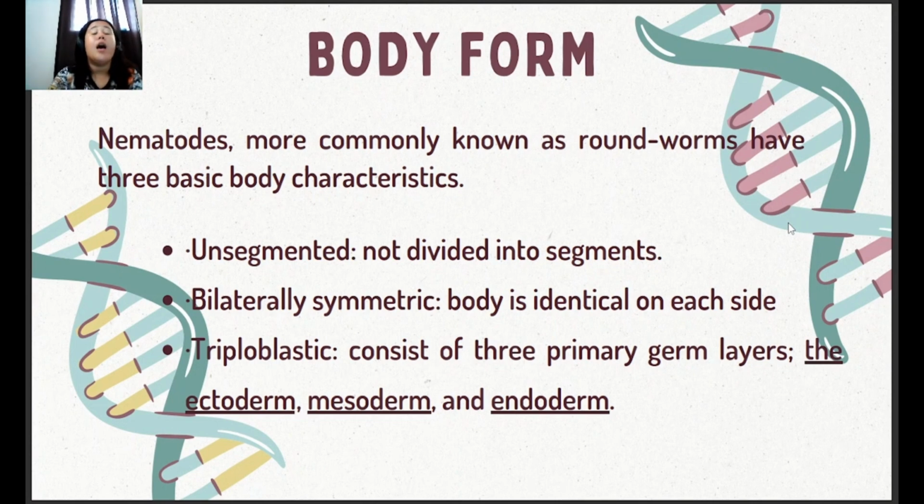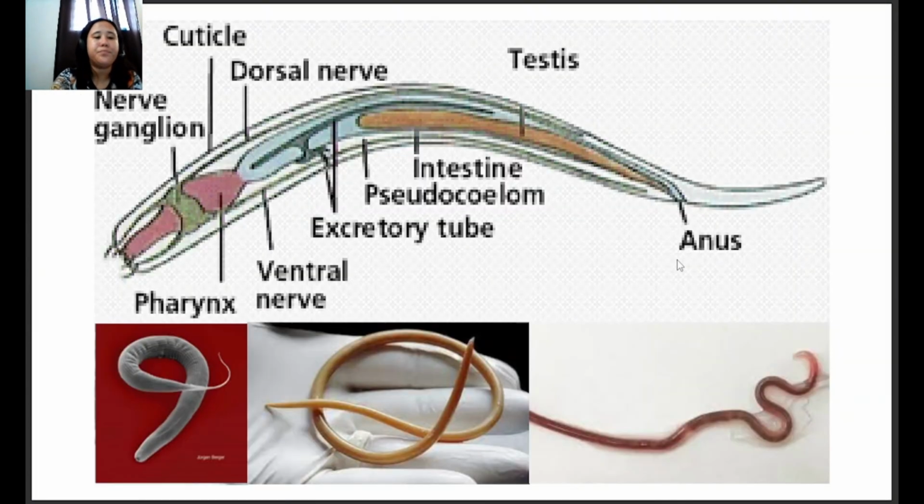Nematodes, more commonly known as roundworms, have three basic body characteristics. First is unsegmented, which means not divided into segments. Bilaterally symmetric, or the body is identical on each side. Triploblastic, it consists of three primary germ layers: the ectoderm, mesoderm, and endoderm.